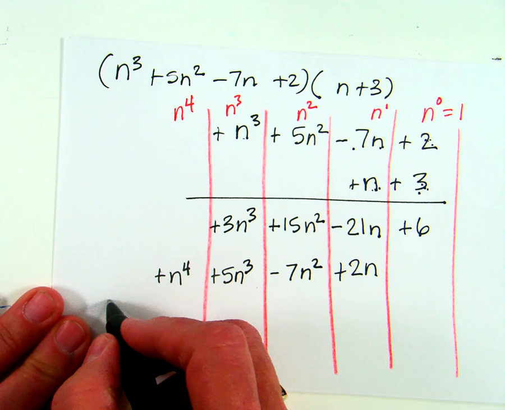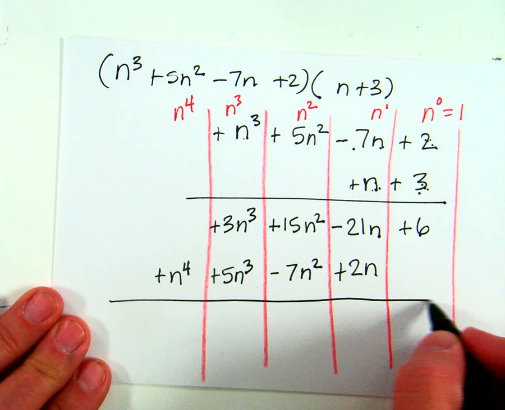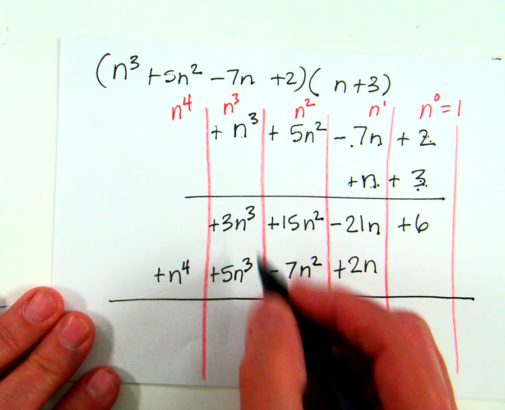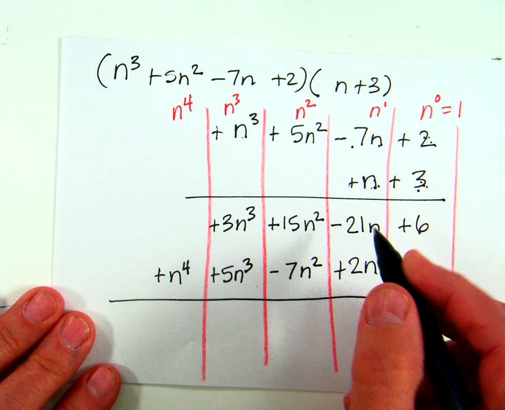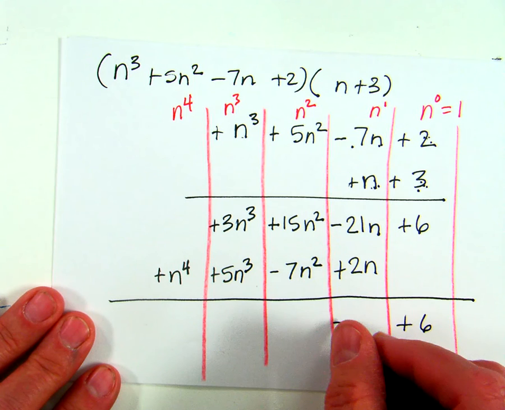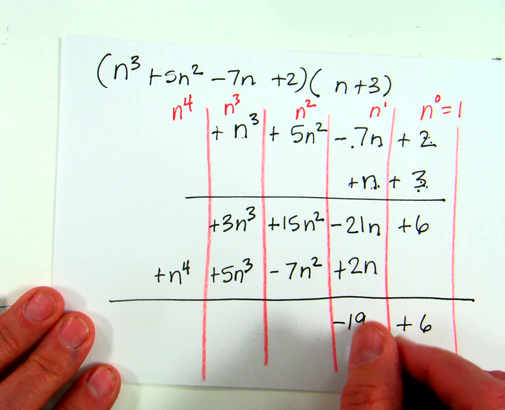So I'll come here and add it all up by my columns, just like I did in 3rd or 4th grade math. Positive 6, negative 21 plus 2 is negative 19n. 15 minus 7 is positive 8n squared. 3 plus 5 is positive 8n cubed, and then we have the positive n to the 4th. It's at the front, so we need to write the positive. We get exactly the same result as we got when we did it horizontally, but we're doing it vertically.